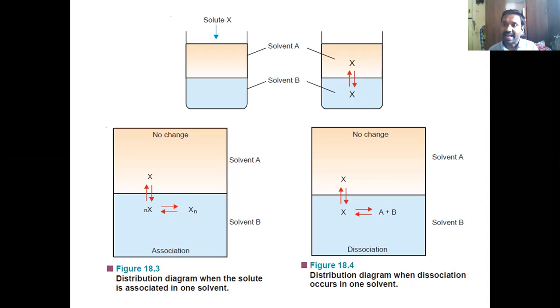So in this situation, how do we correct our distribution law? What does your distribution law tell you? You take the concentration of X in solvent A, you take the concentration of X in solvent B, and take the ratio. Very straightforward in the first example, when there is no association or dissociation. But how do we take the concentration of X in the solvents after association and dissociation? This is the question. Therefore, we have to give a correction to our distribution law. How to do that correction, I'm going to tell you.